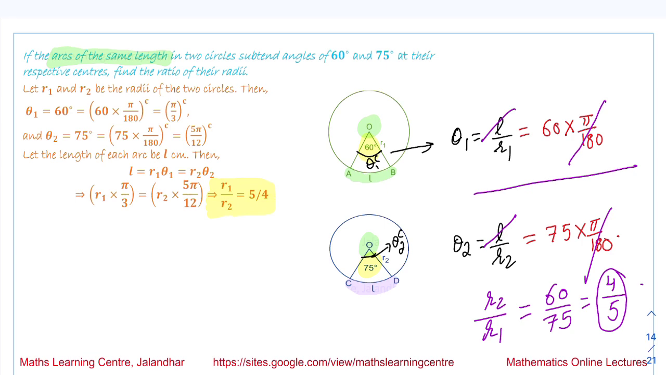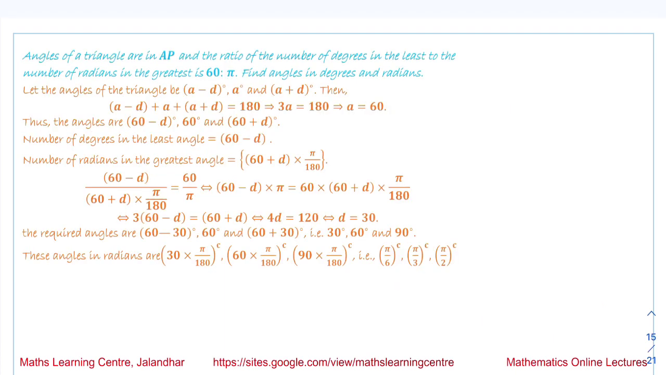Next is, angles of a triangle are in AP, and the ratio of the number of degrees in the least to the number of radians in the greatest is 60:pi. Find the angles in degree and radians. So let the angles of the triangle be in AP. We are considering that one angle is A and the other two are A minus D and A plus D. Now it is given that the ratio of the number of degrees in the least to the number of radians in the greatest is 60:pi.